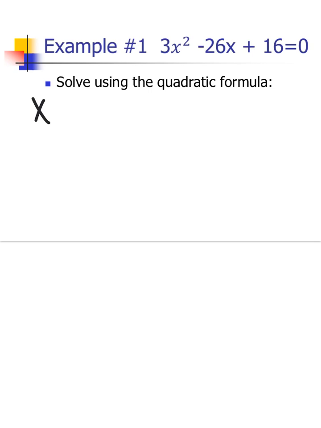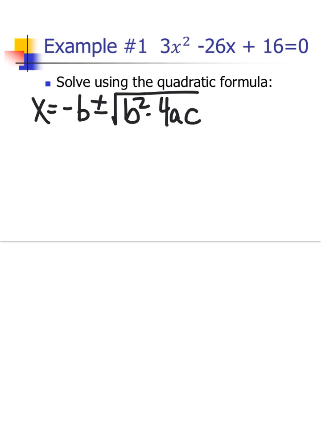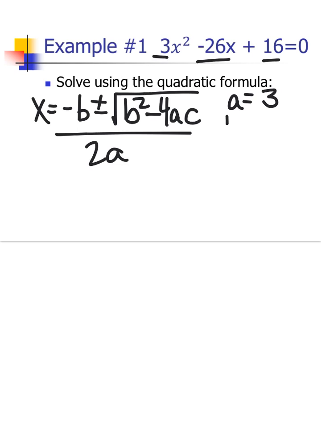Okay, here we go. Let's begin by writing out the quadratic formula. After you do this first part, you might want to pause the video, or just watch the video and listen to the steps and then go back and fill them in yourselves. Once you get the formula written down, it's important that you go ahead and list A, B, and C. That's from the standard form of the equation. A equals 3, B equals negative 26, C equals 16.